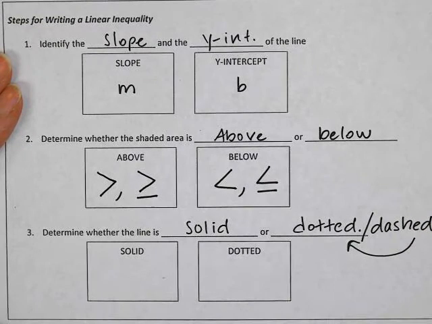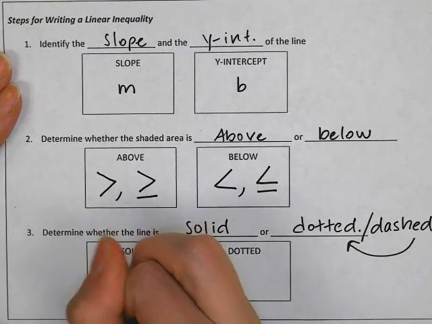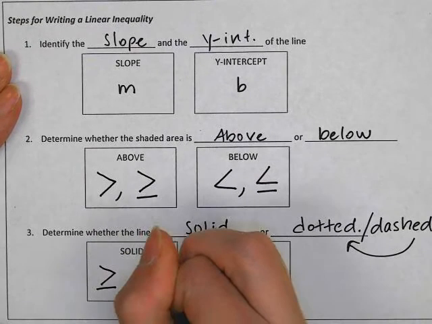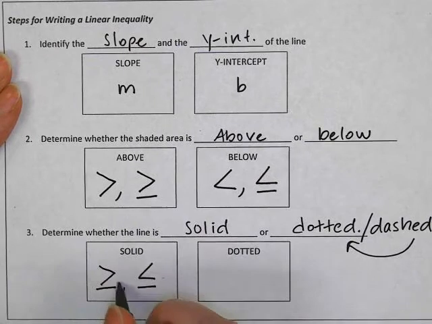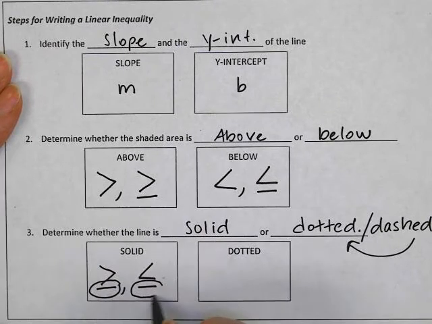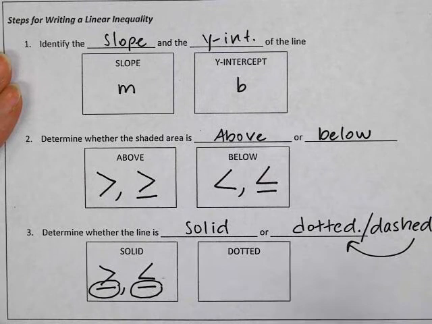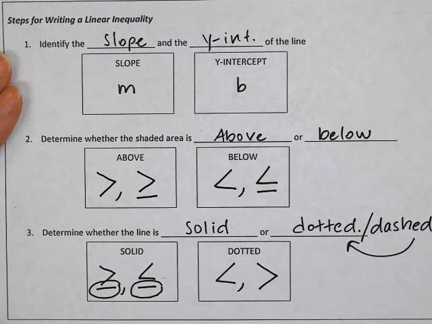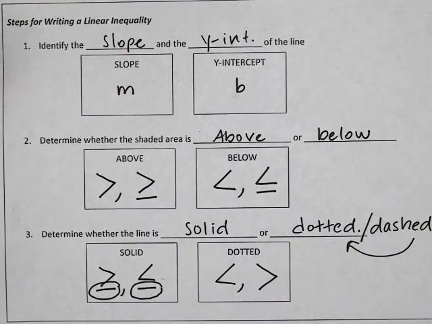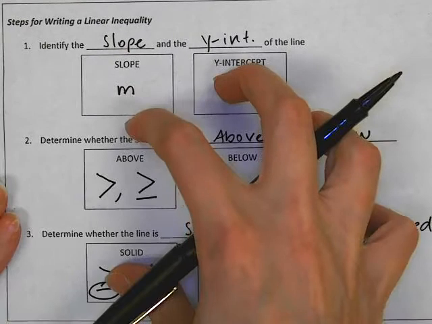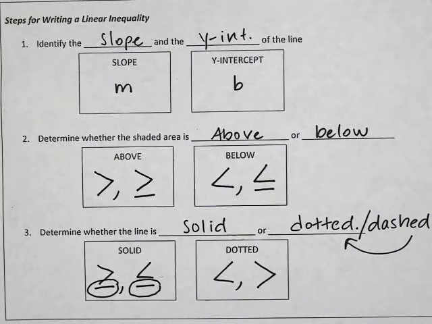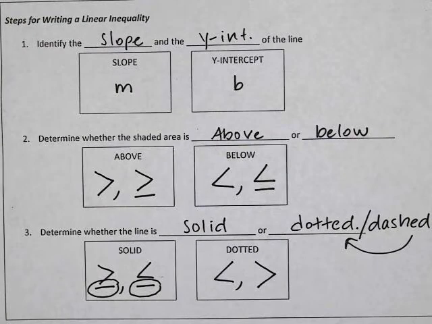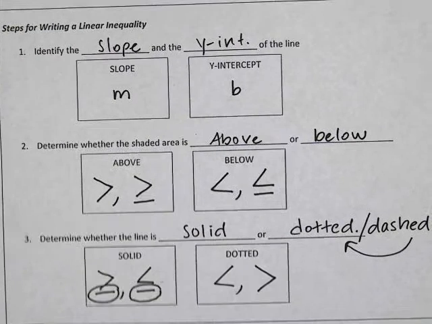Okay, so if the line is solid, then it would have been either greater than or equal to or less than or equal to. You need that or equal to if it's solid. And then if it's dashed or dotted, it's just strictly less than or strictly greater than. That tells you it was dotted. So if you put all this together, you're going to be okay today. All right, so there's only 2, so let's do them both.